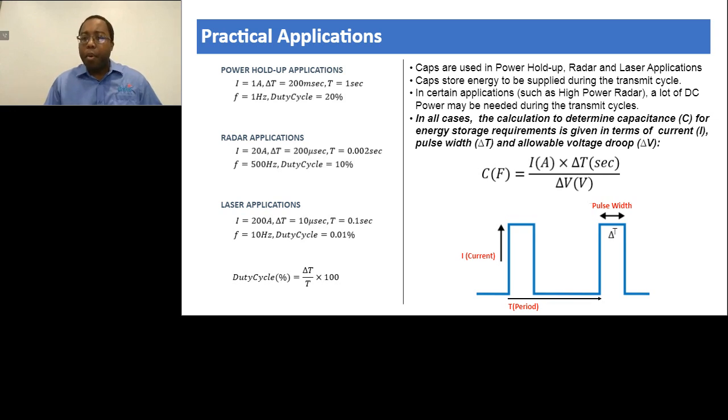For example, power holdup applications require capacitors to provide lower levels of power, but for longer periods of time. Whereas in radar applications, more current is needed for an even shorter period of time. Laser applications take it one step further, requiring even more power, but for less time. The formula to calculate our capacitance needed for all three of these applications is the same. We multiply our current by our pulse width and divide it by our allowable voltage droop. Now let's step through some specific case studies.